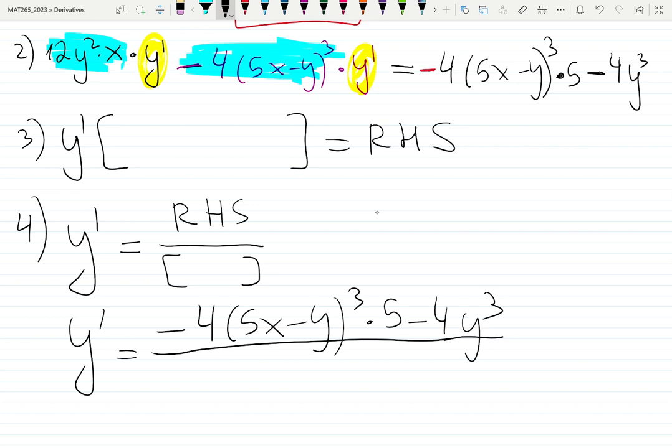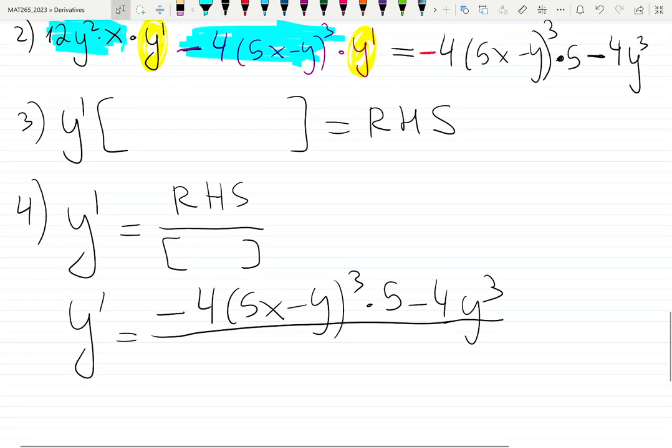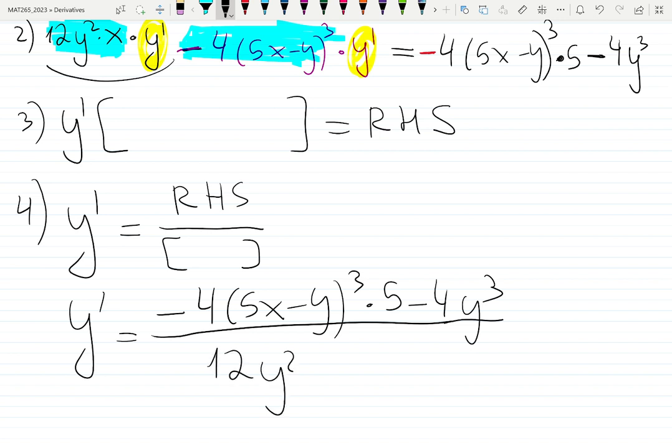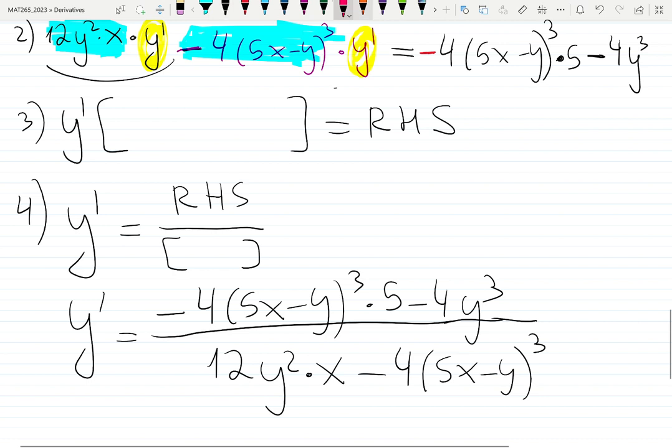Divided by whatever was in the brackets. I skipped that step because I can do it right now, but you don't have to if you don't want to. So I'm factoring out y prime from the first term. Factoring out y prime is dividing by y prime. So what is 12y squared x y prime over y prime? It is 12y squared x, right? Minus 4 and so on divided by y prime. Minus 4, 5x minus y cubed, divided by y prime disappears. That is the answer.